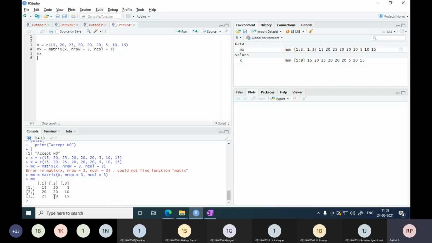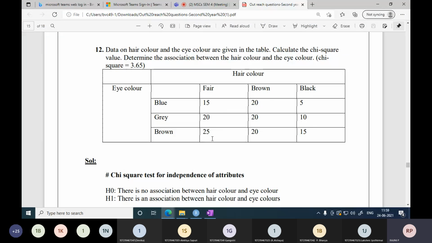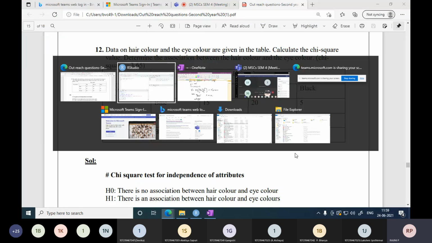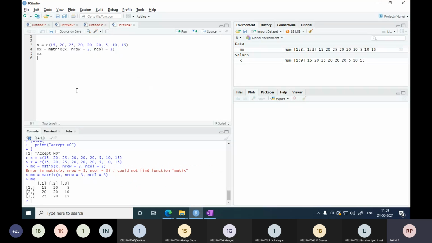Now check the data. Did we get the matrix? Did we get the table? Yes, ma'am. First it is taking the column, and next the second column and third column. Did we get the same table? You just check it: 15, 20, 25, 25, 10, 15. Got the same table? Yes, ma'am. This is the way to convert.